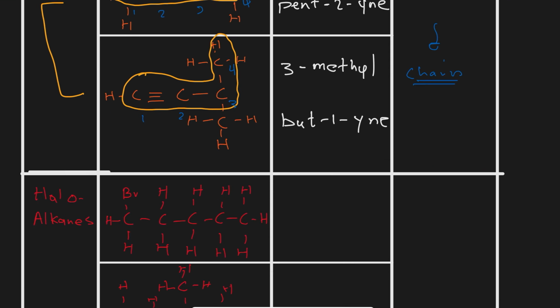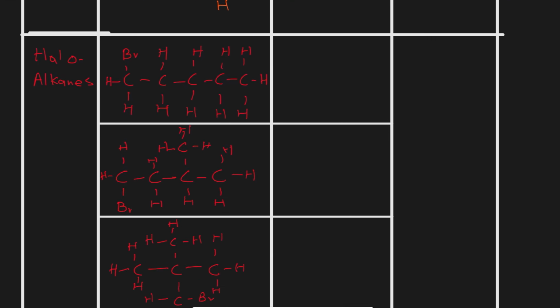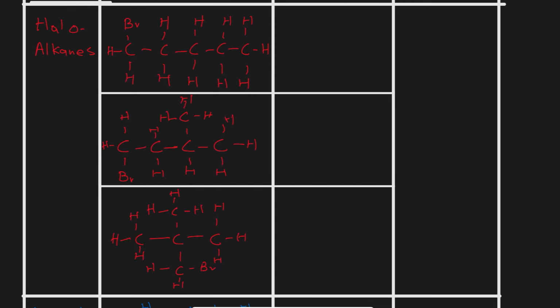So now if we move on to the next type of organic molecule, which is haloalkanes. Haloalkanes are the trickiest one, but we should always treat haloalkanes as alkanes.